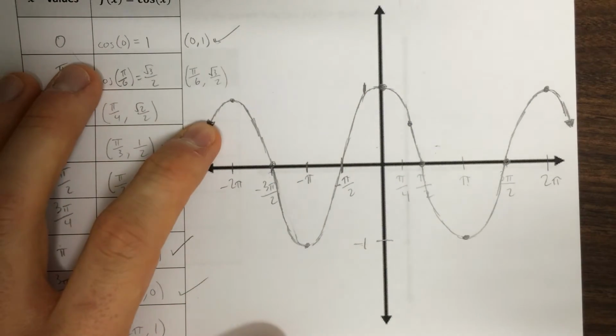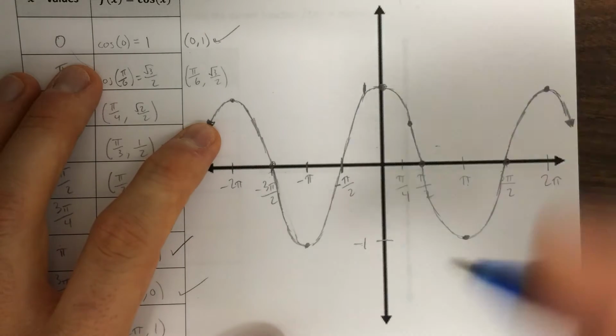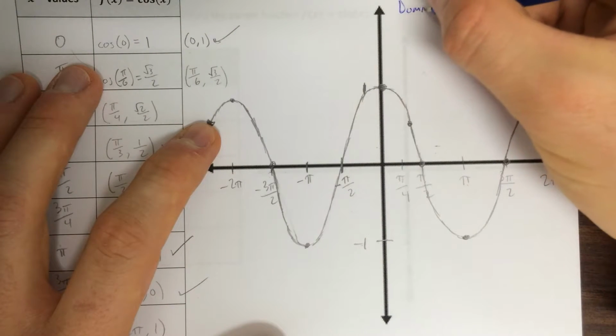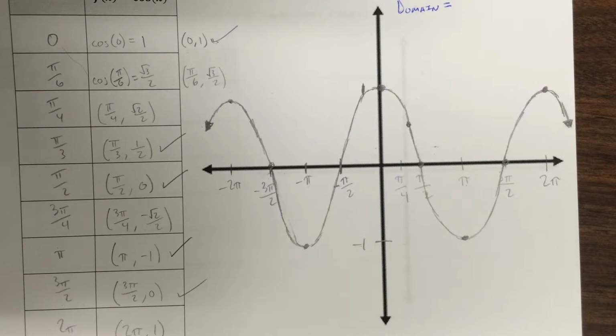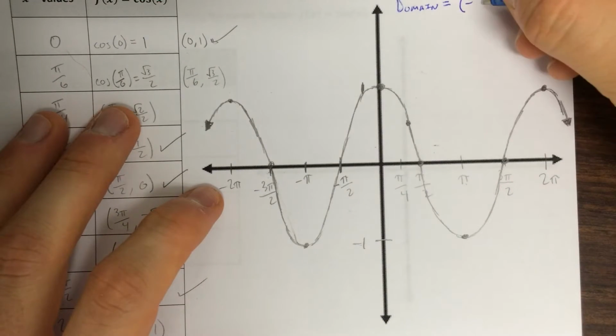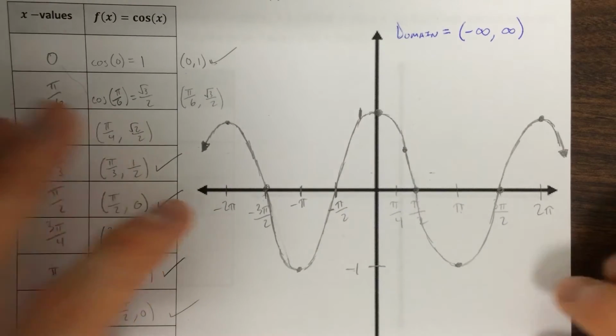Again, hopefully you watched the first video. If you didn't, I would definitely pause this, go back and watch the first video. We call that our domain. And because it goes forever in both x directions, we would say that our domain is negative infinity to infinity. Again, we can't touch infinity, so we use parentheses.